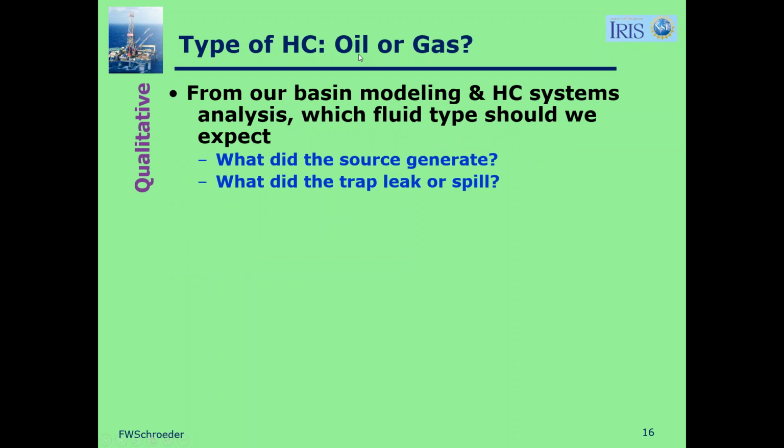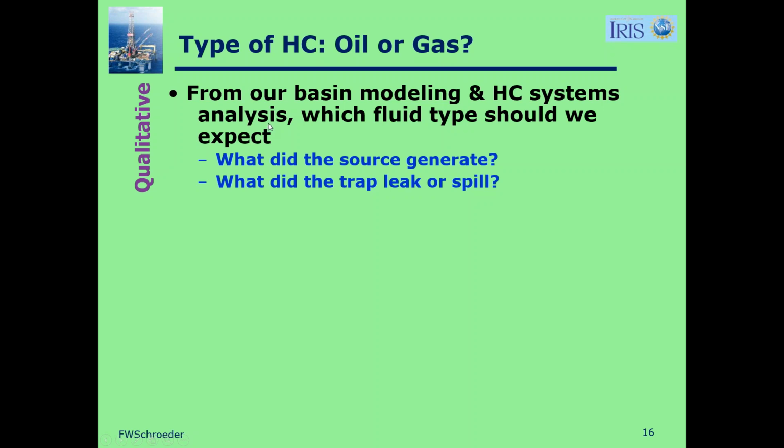So for the type of hydrocarbon, is it going to be oil, or gas, or some of each? There are two approaches. One is qualitative, and I'll talk about that with this first bullet point. Then there's also a quantitative approach, which I'll talk about in a minute or so. From our basin modeling, we've built the present-day basin architecture, the horizons and faults and ages, lithologies. We can backstrip it and then model it forward through time, and we can analyze the hydrocarbon systems.